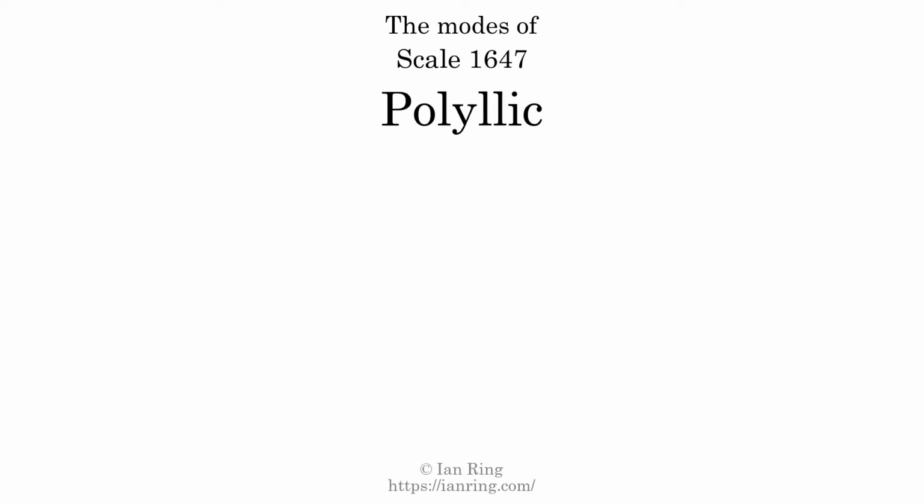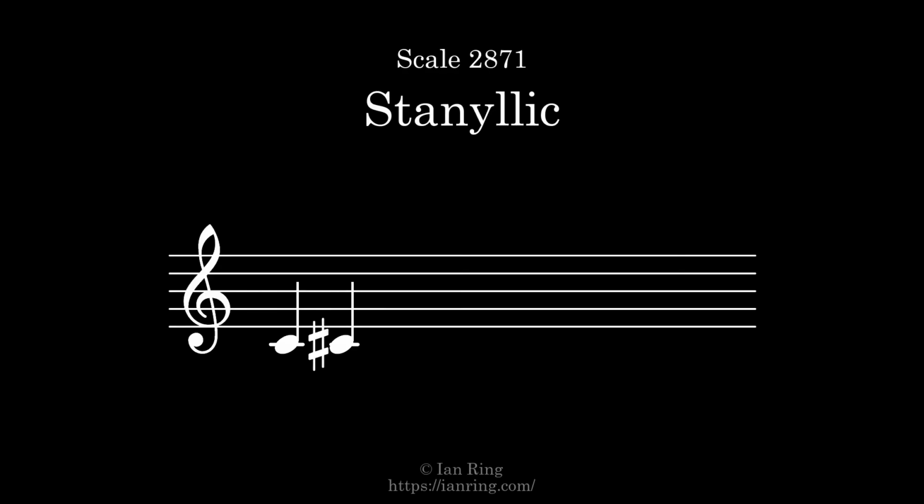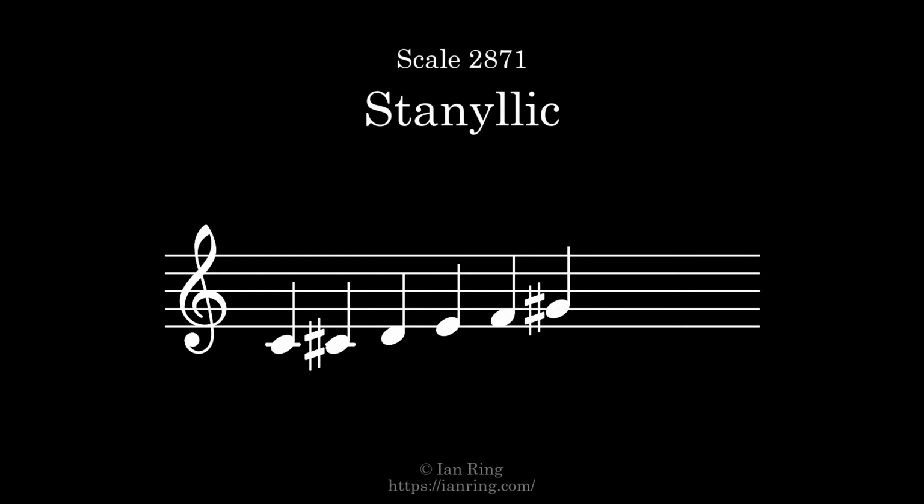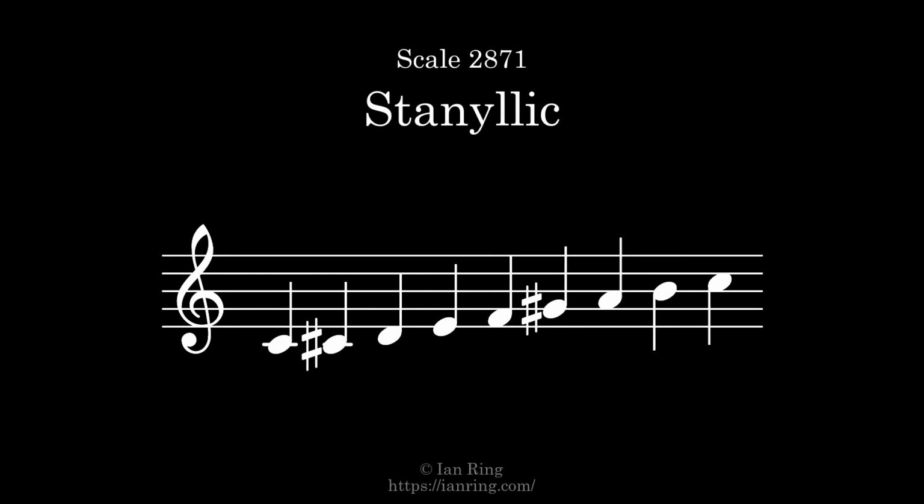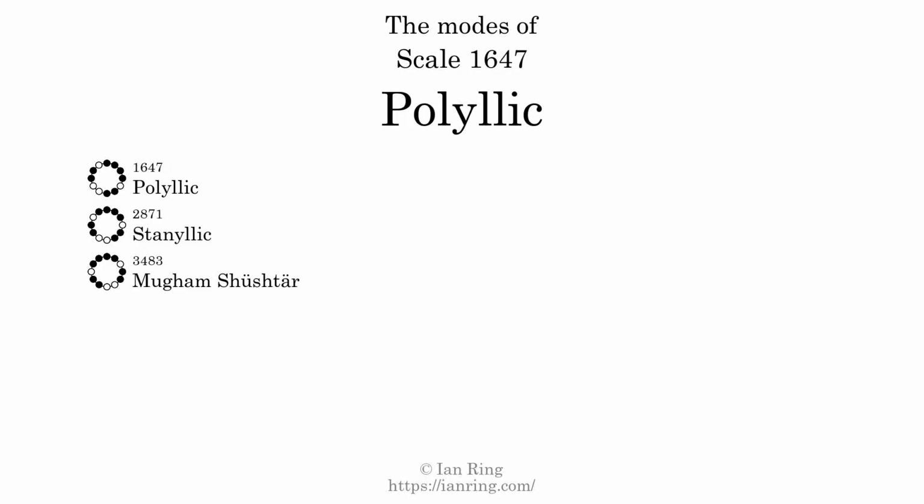This scale has 8 modes. The first mode is itself. The second mode is scale 2871, also known as tonillic. It sounds like this. The third mode is scale 3483, also known as mugam shushtor. It sounds like this.